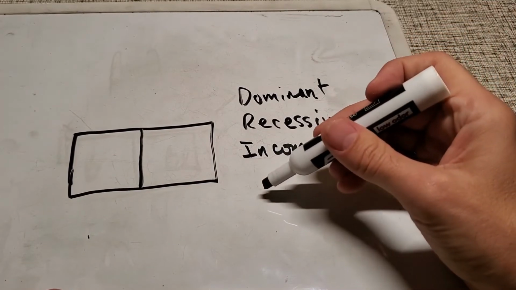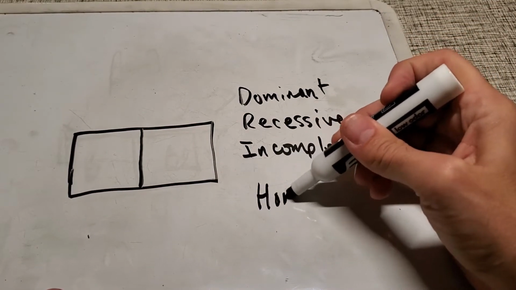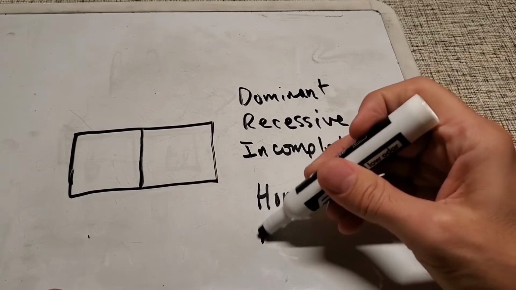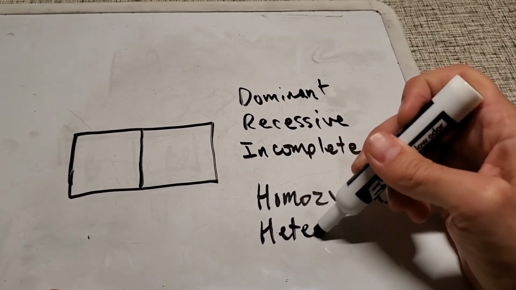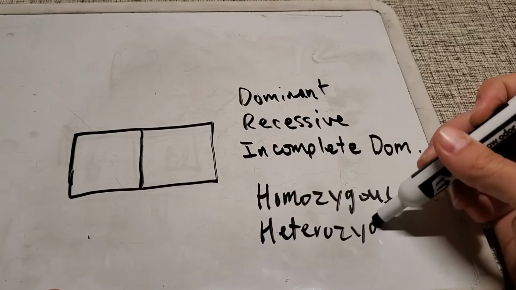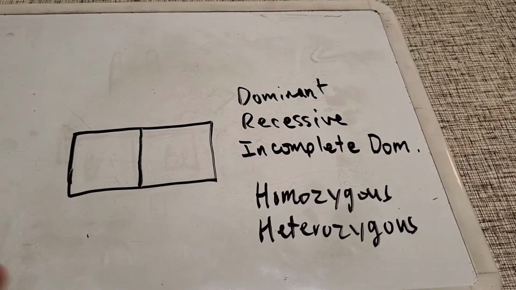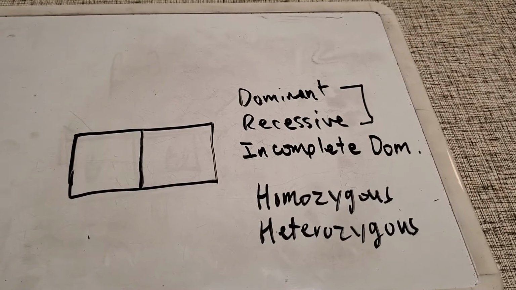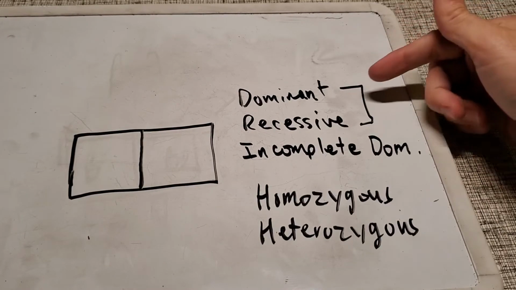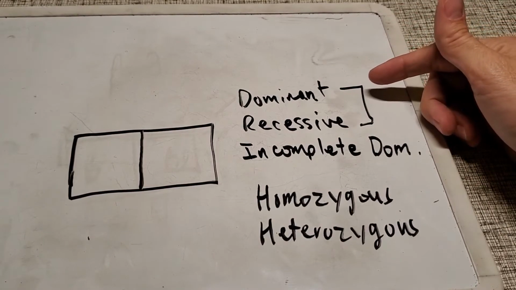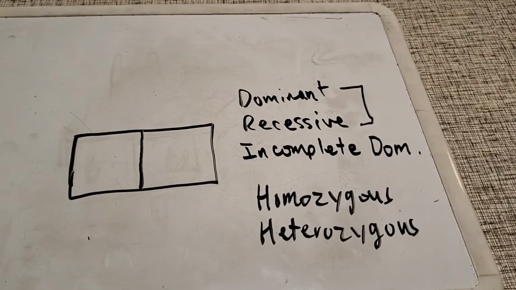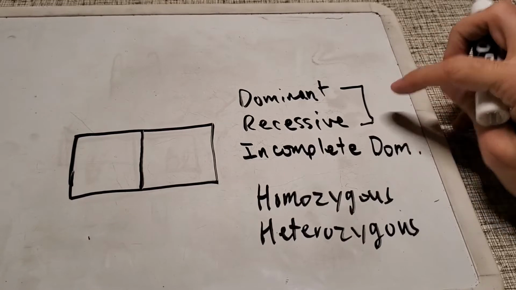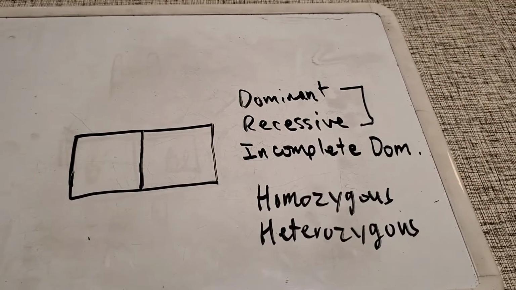And then there is homozygous and heterozygous. You probably already know what dominant and recessive are. I'm pretty sure I don't have to tell you what those are. Dominant means that all you need is one copy of it and it shows no matter what. Recessive means that you have to have both copies of it for it to show at all.